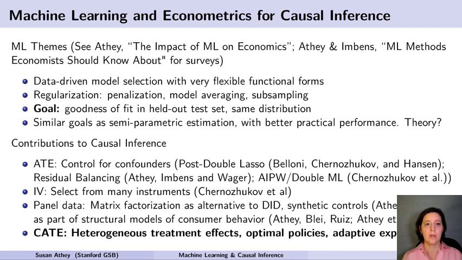So to elaborate a little bit on the themes that come up when combining machine learning and causal inference. One of the big themes is that we can use machine learning algorithms to do data-driven model selection with very flexible functional forms. Even though we've been trying to do that for a couple of decades in the social sciences using things like kernels and so on, a lot of times those methods just didn't have great real-world performance, especially when there were lots of covariates.